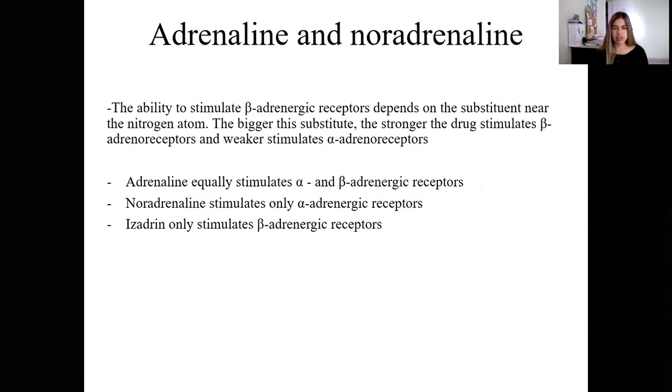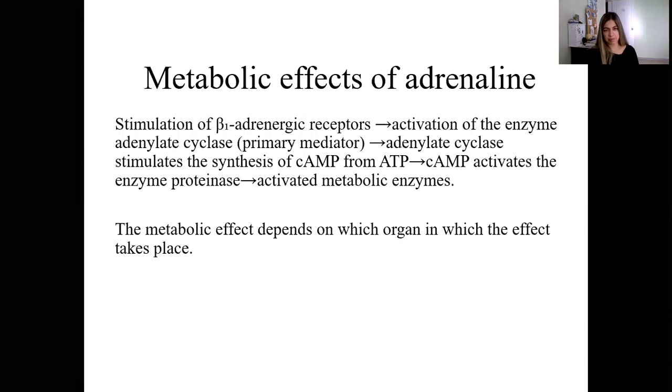That's why adrenaline equally stimulates alpha and beta adrenergic receptors, because it has a radical, but it is small, only methyl, yes? Noradrenaline doesn't have a radical, so it only stimulates alpha adrenergic receptors, and isoprenaline only stimulates beta because this radical in the amino group is quite big, yes? This is an isopropyl radical. Okay, and now what actually happens when we stimulate this receptor?